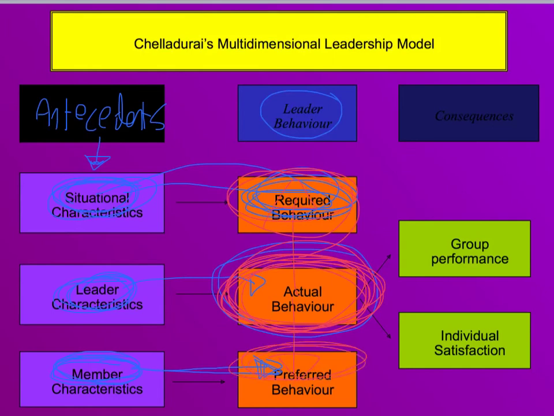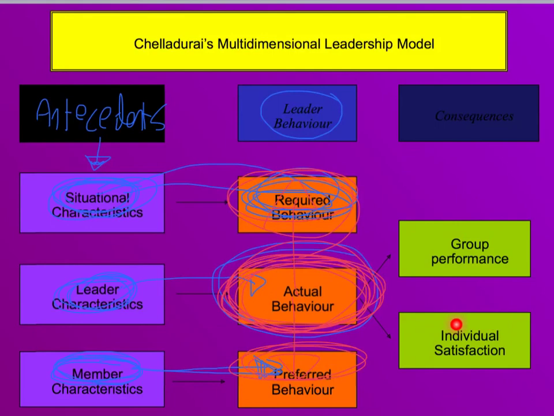So I can take those 2 things into account, and what Chelladurai suggests is that the more the actual behaviour matches the required behaviour, and the actual behaviour matches the preferred behaviour, if those 2 things do match, then group performance will be good, will be improved. If the leader acts in a way that was required and the way the group wanted the leader to act, the group will perform better, they'll play better. Also, the individual members of the group will be more satisfied with the leader in that situation.